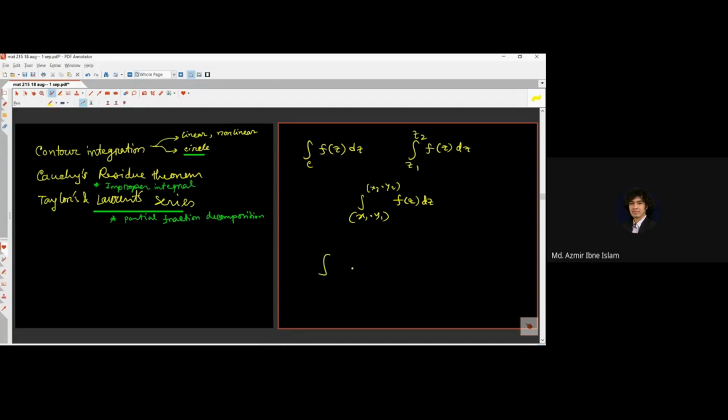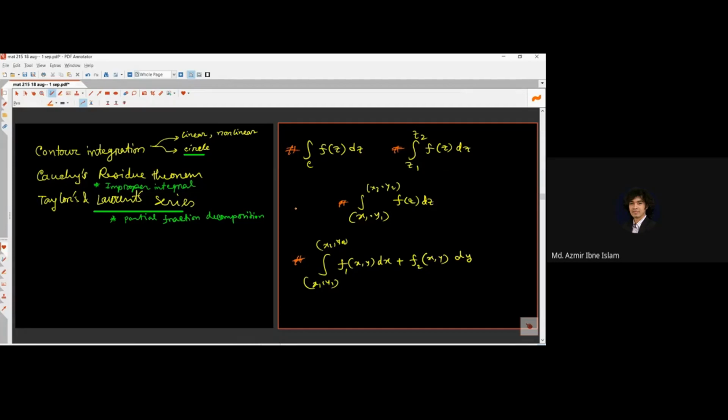It may be in another form, f of x comma y dx plus f of x comma y dy. Let's say this is f1, and this is f2, from x1 y1 to x2 y2. So all the things are looking different, but actually the process of solving is the same. So these four types can be the forms of complex integration.